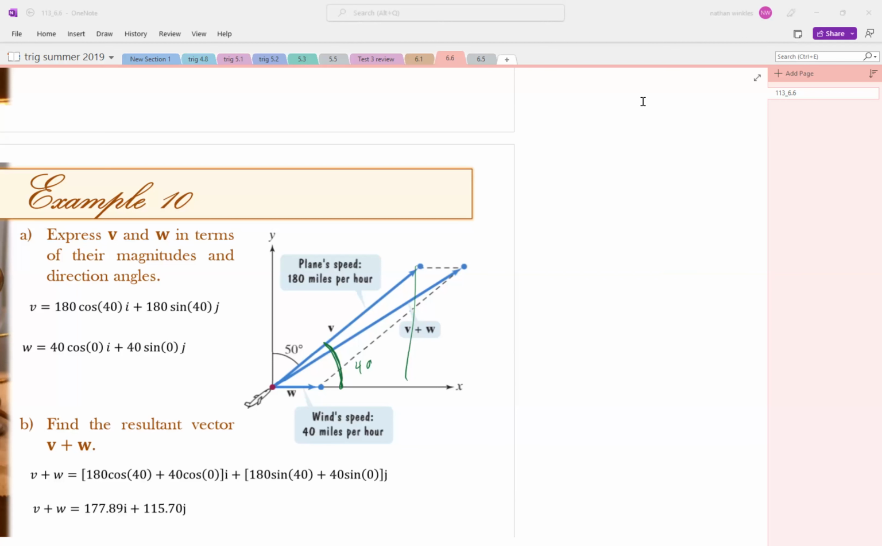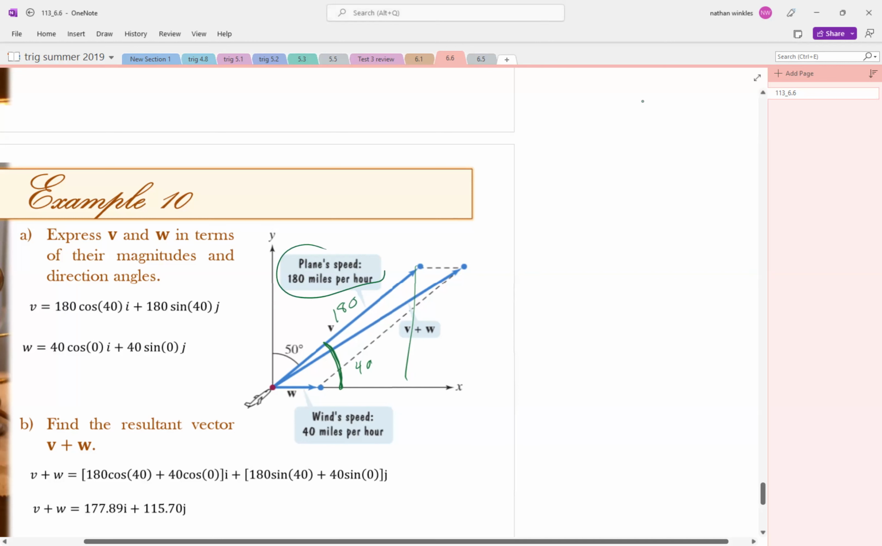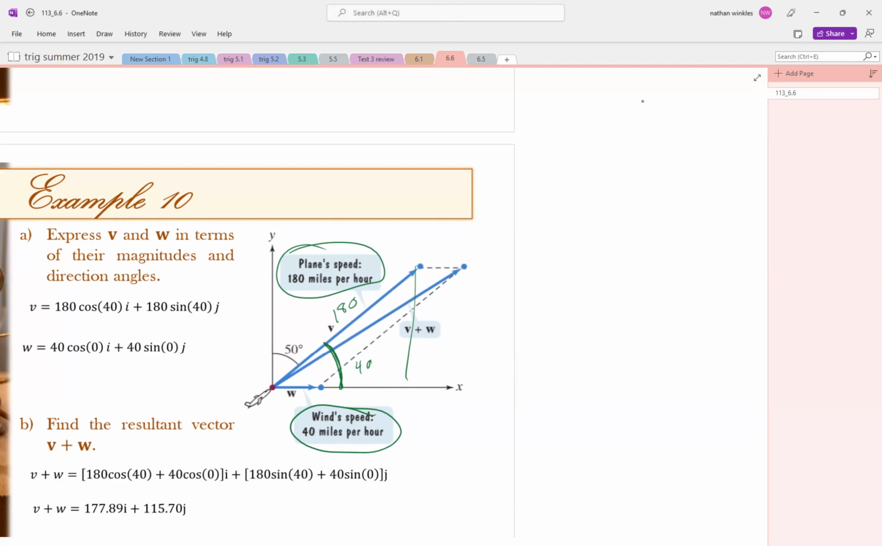Sorry about that, I was looking just in the wrong way. Vector v has a magnitude of 180. I was missing that right there. I was looking down here at this wind speed and seeing it was 40 as well. So v is equal to 180 cosine of 40 degrees times i plus 180 sine 40 j. And w, since it's along my x-axis, is going to have an angle of 0. It's got a wind speed of 40 miles an hour. So 40 times cosine of 0 i plus 40 times sine of 0 j.